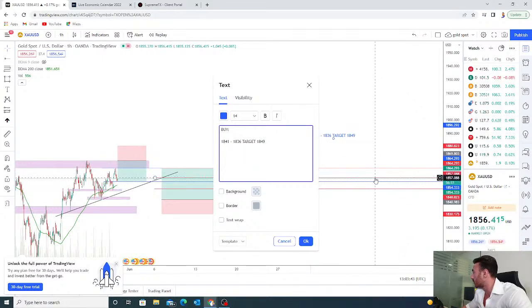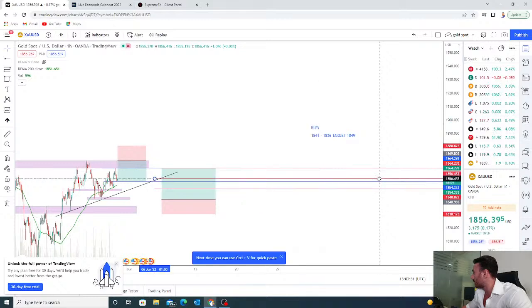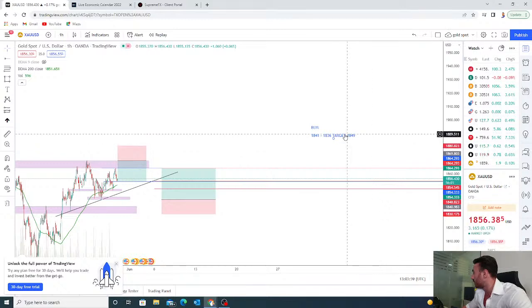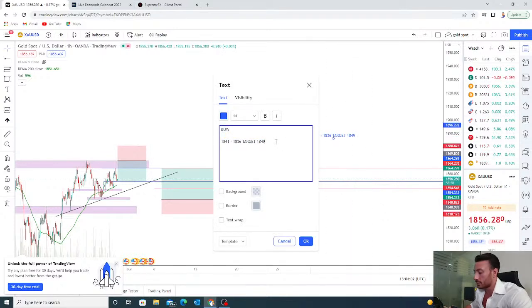Second target is going to be, this is a bit far, I would put it around 1855. Here, targets 1849, 1855, and 1864.